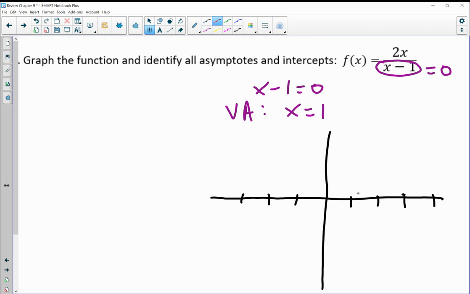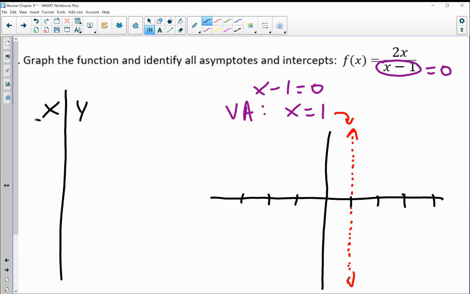Okay, and we'll put in the dotted line for the vertical asymptote. Okay, so now we're going to work both sides of that vertical asymptote. So we'll have x, y axis. Going to the left of 1, we have 0, -1, -2. So let's do that: -2, -1, 0. To the right of 1, we have 2, 3, and 4.